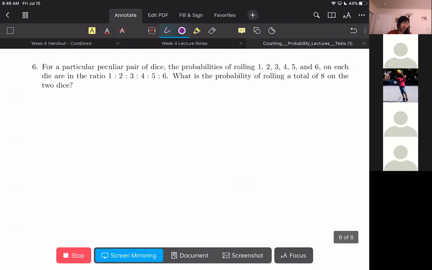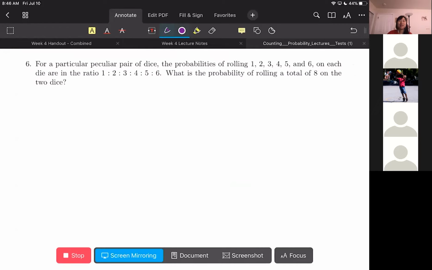So here we're back to dice rolling. But here, instead of a fair die, we're saying we have a kind of weird pair of dice where the probabilities of rolling 1, 2, 3, 4, 5, and 6 are in a ratio 1, 2, 3, 4, 5, 6. So when we have a fair die, the ratio is 1 to 1 to 1 to 1 to 1 to 1 because it's all the same. But here, we're more likely to roll a 6 than we are to roll a 1. And so the question says, what's the probability that we roll a total of 8 on the 2 dice?